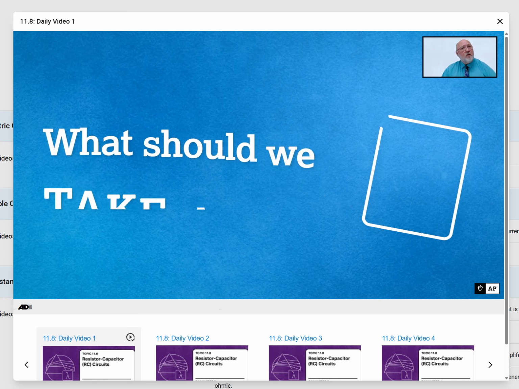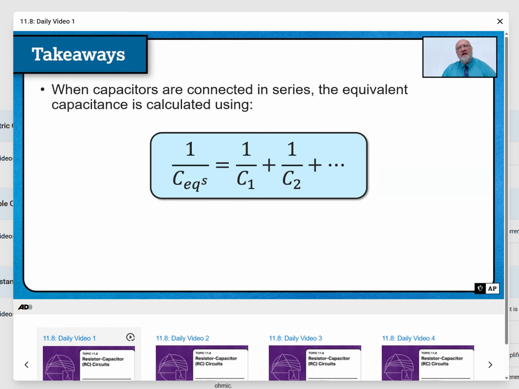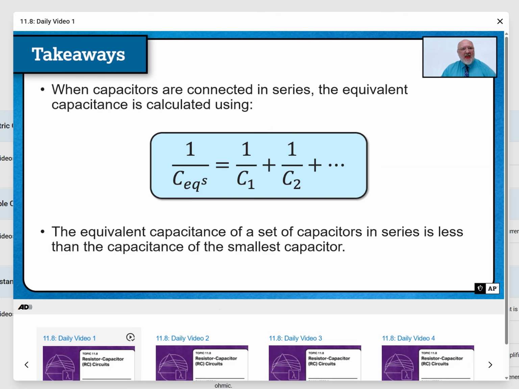So what should we take away from all this? Well, when capacitors are connected in series, the equivalent capacitance is calculated using this formula: 1 over the equivalent capacitance is equal to 1 over C1 plus 1 over C2 plus however many capacitors you have wired up in series. And the equivalent capacitance of a set of capacitors in series is less than the capacitance of the smallest capacitor.